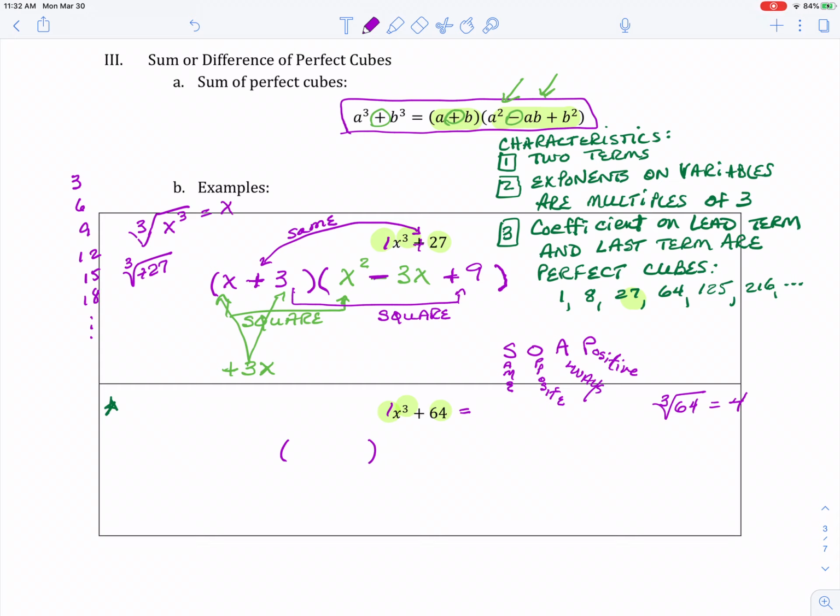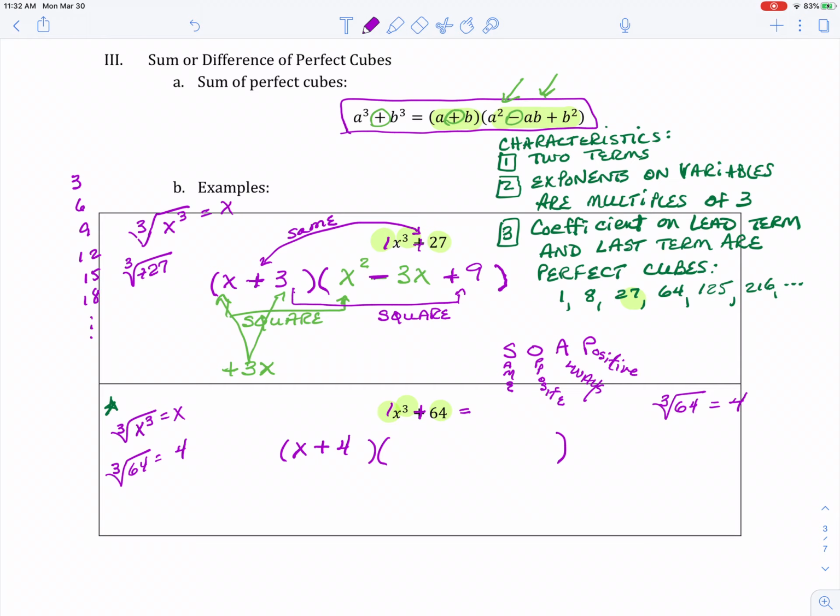So small parentheses for the binomial, larger parentheses for the trinomial. All right, so here we go. The cube root of x cubed equals x. The cube root of 64, we just talked about that, equals 4. Since this started out as a sum, this first sign is going to be the same. So far, x plus 4 in the binomial parentheses.